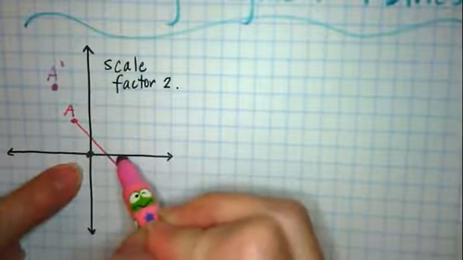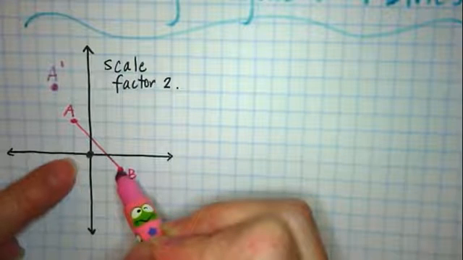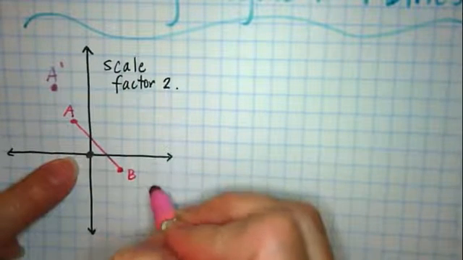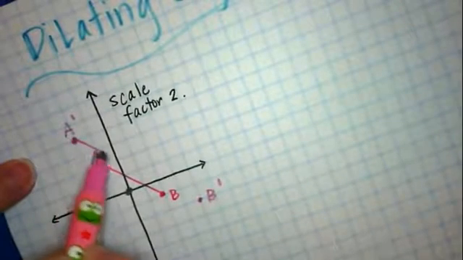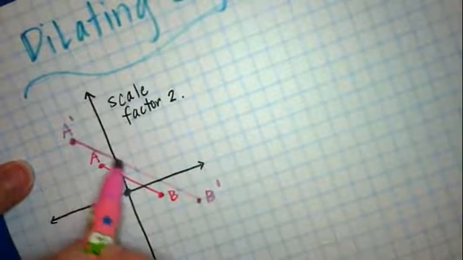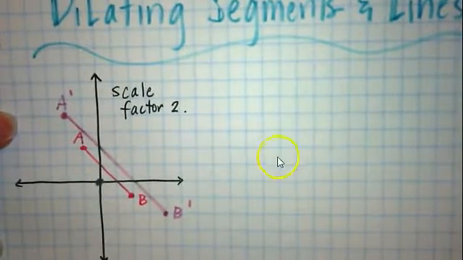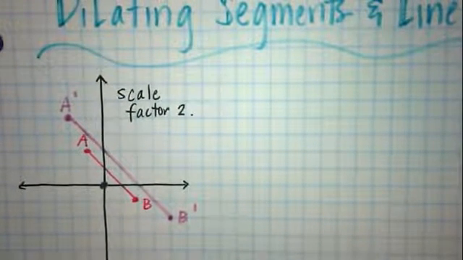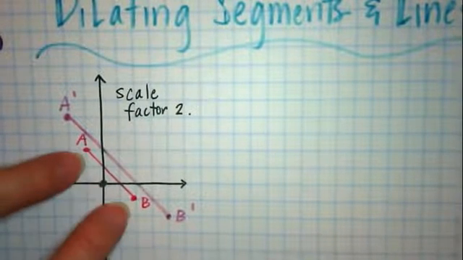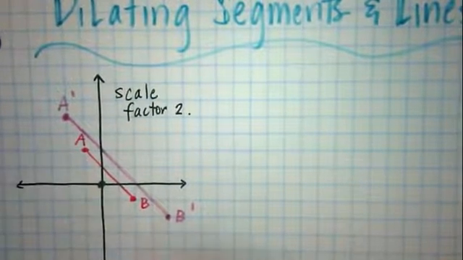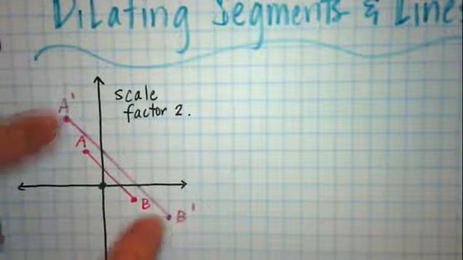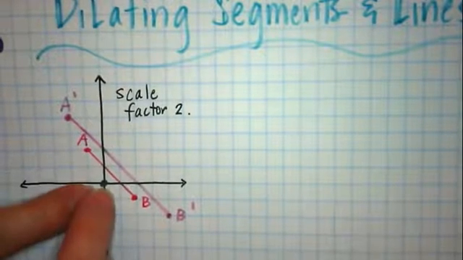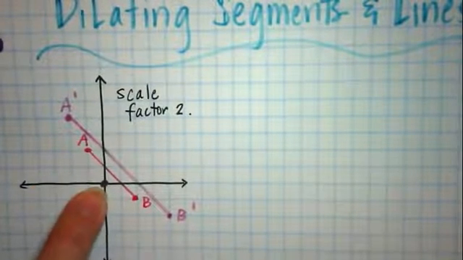This one is 2, -1. If we multiply by a scale factor of 2, that's going to make it 4, -2. So here's our B prime. If we connect those two, it's actually a pretty good line there. We can see that we have ended up with another segment. Because we're going to dilate a segment, we should end up with a segment. And not only is this segment twice the length of that one, it's also twice the distance from the center of dilation.